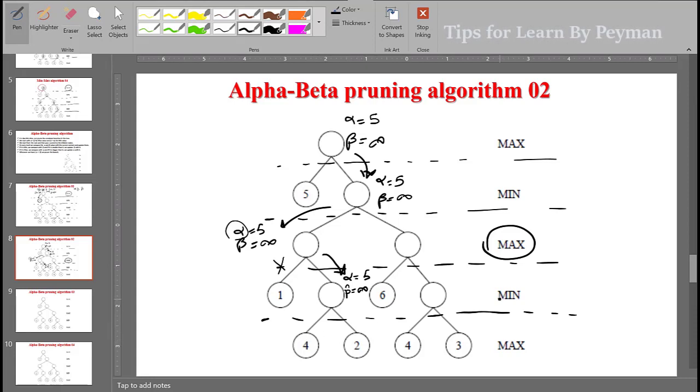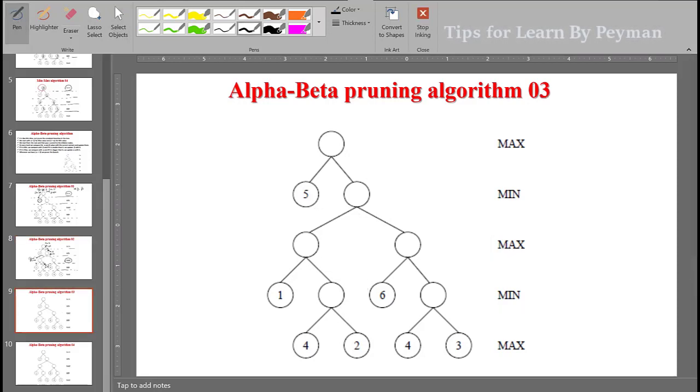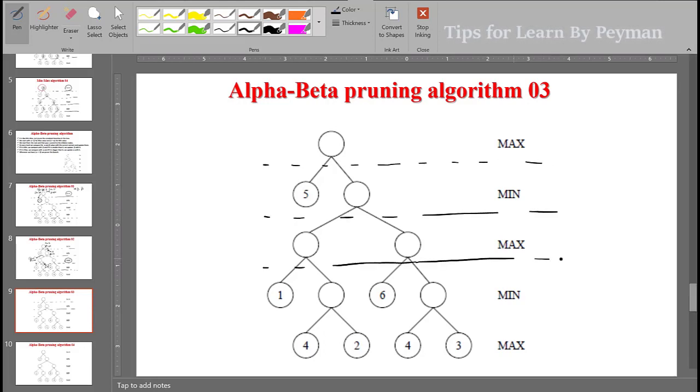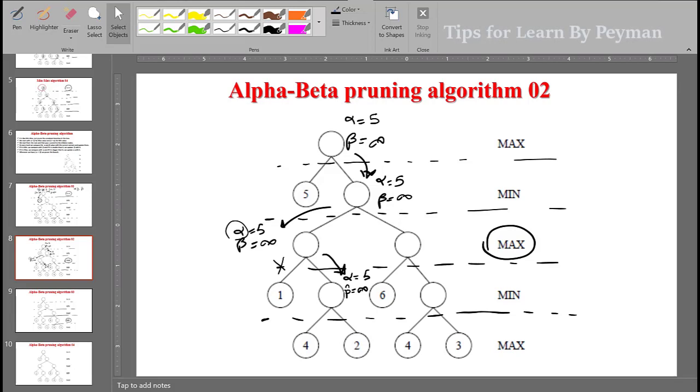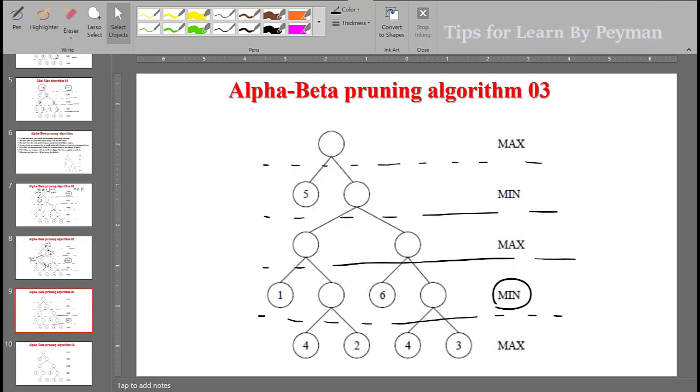We are located, let me write it in another slide. I just separate the heads here. We are located in the minimum, and alpha was 5, beta was infinity. Okay, so we look at the left side and we see we have the 4.